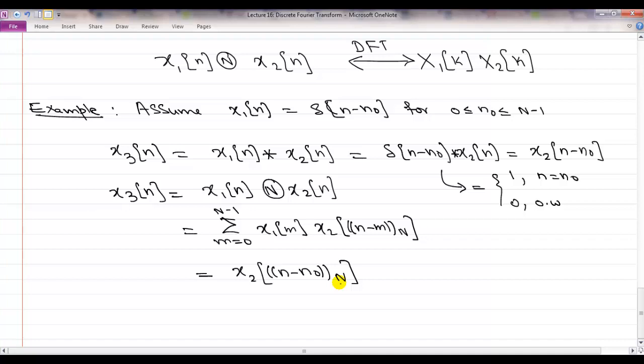So what does circular convolution with a direct delta do? It circularly shifts your sequence by the amount at which the direct delta is located. In linear convolution, you get a linear shift at that location. In circular convolution, you get a circular shift by that amount.